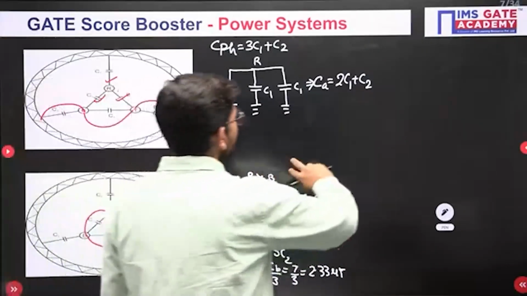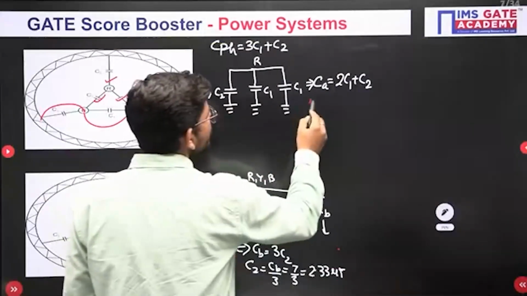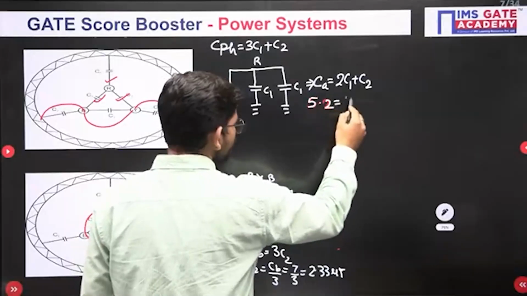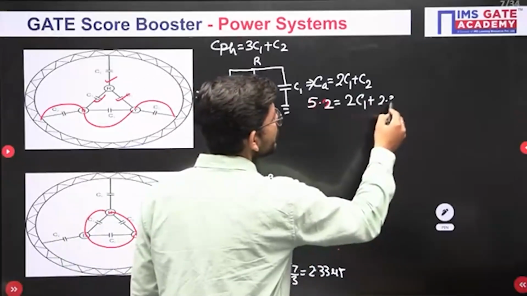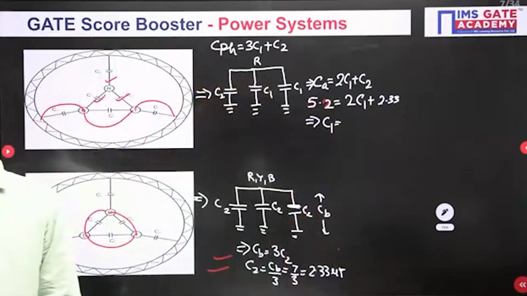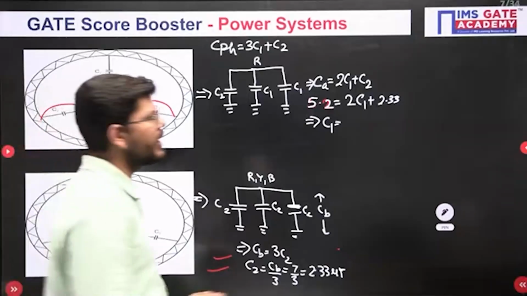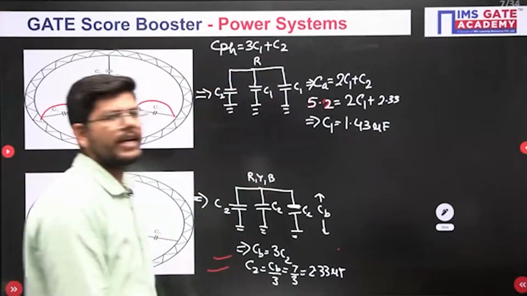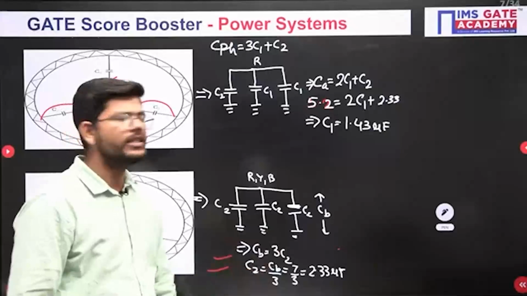Now come back here and just see. When we are doing this test, the equivalent capacitance value given to us is 5.2. This equals 2 times C1 plus C2. We have calculated C2 as around 2.33, so from here we will find the value of C1. The answer I am getting for C1 is 1.43 microfarad. I hope you are also getting the same. So by conducting these two tests, we have calculated the values of C1 and C2.